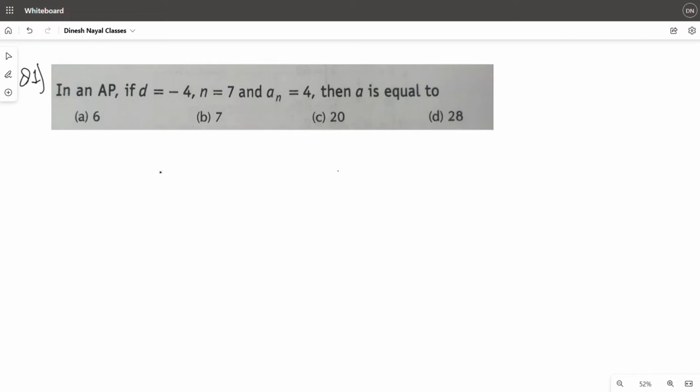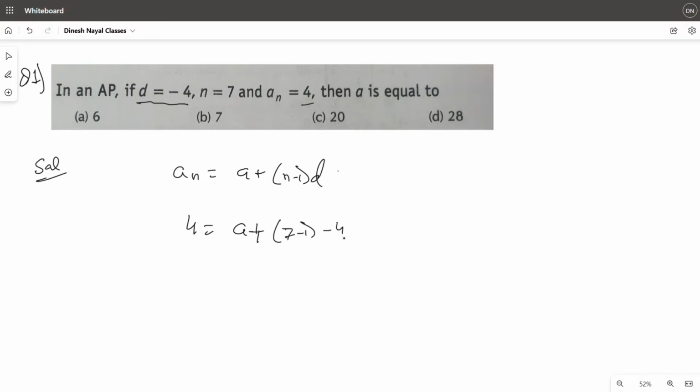A is equal to. So, write the solution first. We know that the nth term is given as AN equals A plus N minus 1 into D. Now what is AN? AN is given as 4, so we write 4 over here. We have to find A, so we'll just write A over here, plus N minus 1. Now N is 7, so 7 minus 1, D is actually -4. So let's write -4 over here.